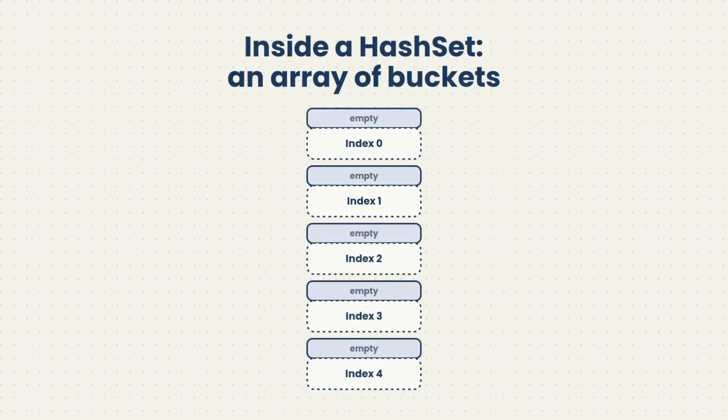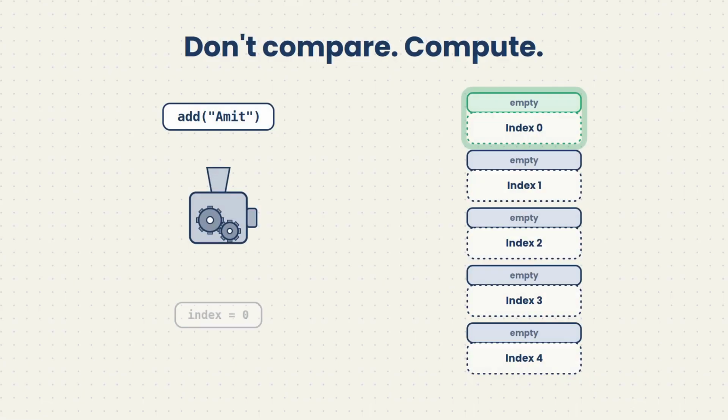Internally, a hash set uses a bucket-based structure. You can imagine it like an array of boxes. Each value is placed into one of these boxes based on its hash value. When we add a value to a hash set, the value is passed through a hash function. The hash function converts the value into a number. Then that number is converted into a bucket index. This tells the hash set where to store the value.